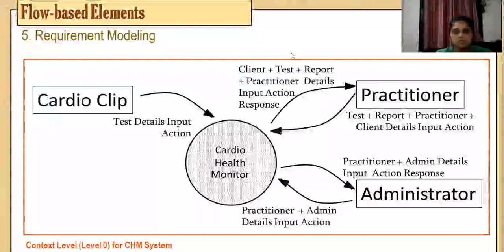Okay, so this is my data flow diagram for the cardio health monitor system. If you want to know more about this system, you can refer to the fourth lecture of unit number 4. There you will be able to know how the cardio health monitor system works, what the functionality of this software is. We shall now see the data flow diagram at level 0.